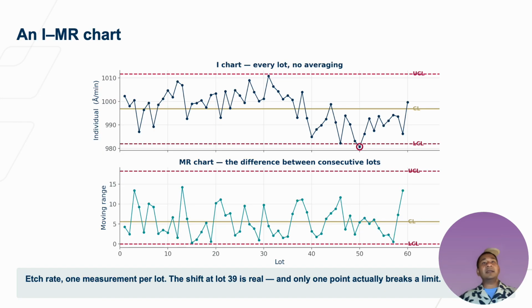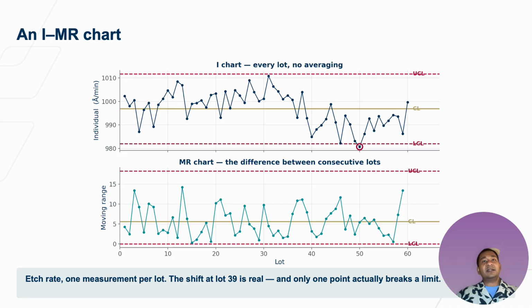Here is a real IMR chart, etch rate, 60 lots, 1 measurement each. The top chart is the individual values with the limits at plus or minus 3 sigma hat. The bottom is the moving range. There is a genuine shift at lot 39. The level drops by about 9 angstrom per minute and stays down. You can see it clearly by eye once you know to look. Exactly 1 point actually breaks the limit. 21 lots of a real sustained shift, and the chart's primary rule fires once. Everything else is inside the limits.